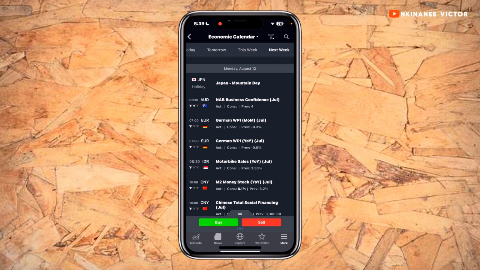That thing is used to measure the impact of a particular news. If it's colored just 1, it means the news has low impact. If it's colored 2, like this one is colored 2 white now, it means it has a middle or moderate impact. Then if it's colored 3, it means that it's a high impact news.